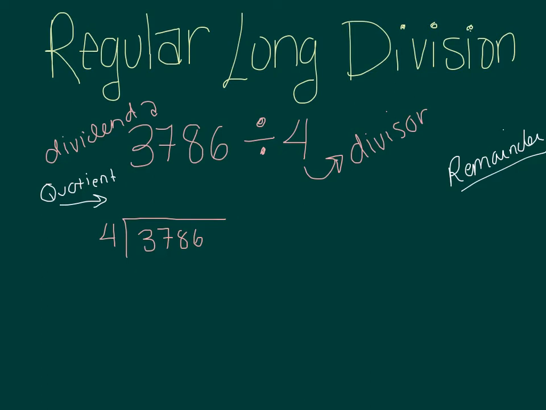The first thing we do is we ask ourselves, how many times does the divisor 4 go into the first number in the dividend? Well, 4 doesn't go into 3 any times because 4 is bigger than 3. So then we extend to the first 2 numbers in the dividend, and we say, how many times does 4 go into 37? Well, 4 goes into 37 about 9 times because 4 times 9 is 36. So we're looking for something close, but a little bit less. So I write a 9 up top, and then I multiply 9 times the divisor, and I get 36, and I write that at the bottom.